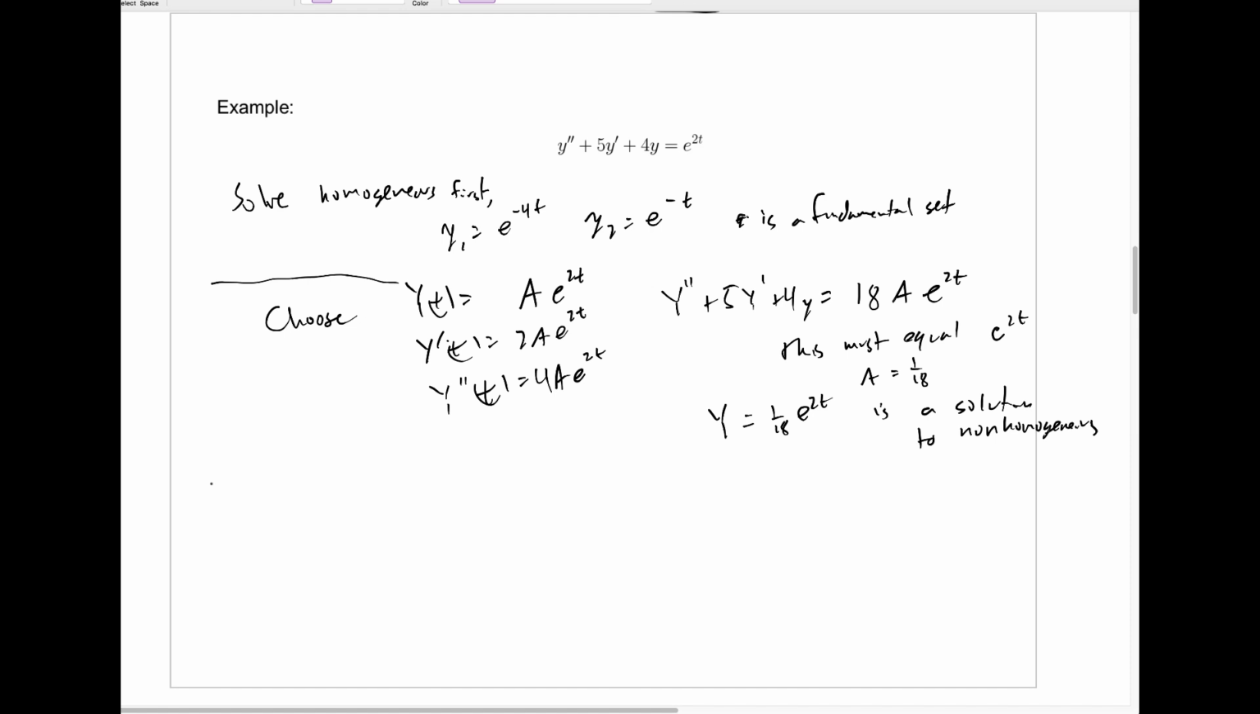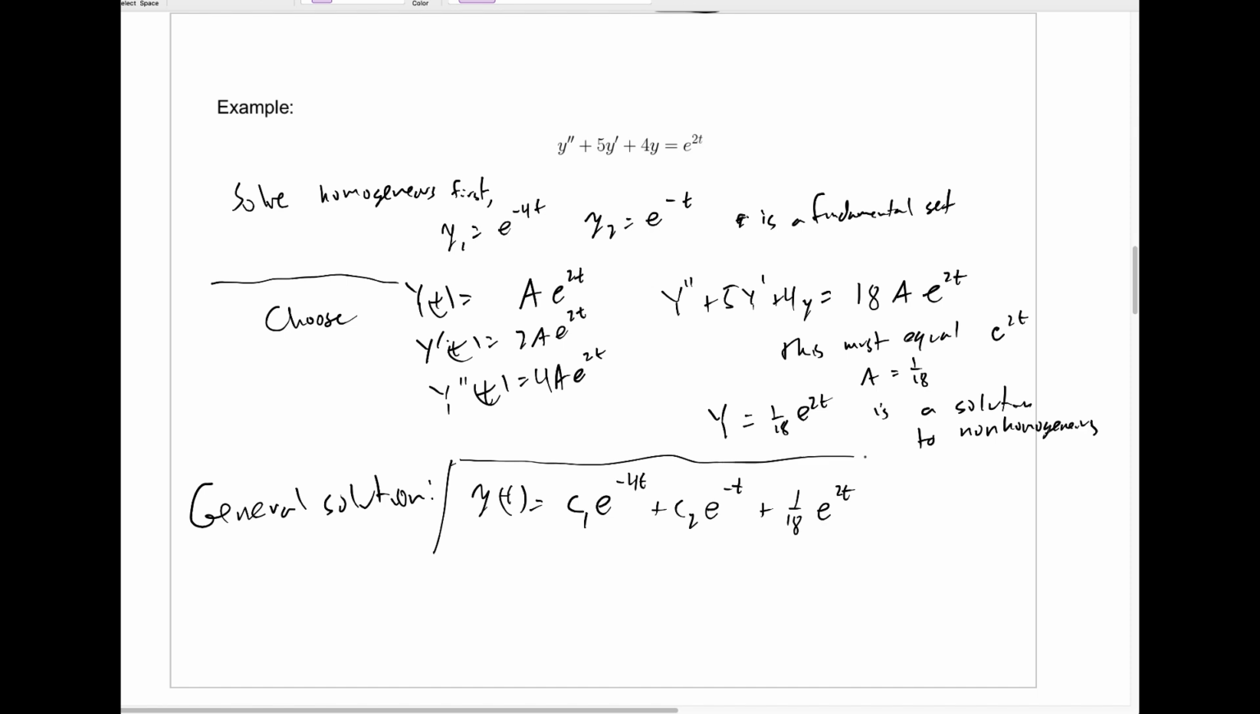What is our general solution then? It's just y of t equals c1 e to the minus 4t plus c2 e to the minus t. And then we have 1/18 e to the 2t. And again, remember c1 and c2 are arbitrary real numbers.